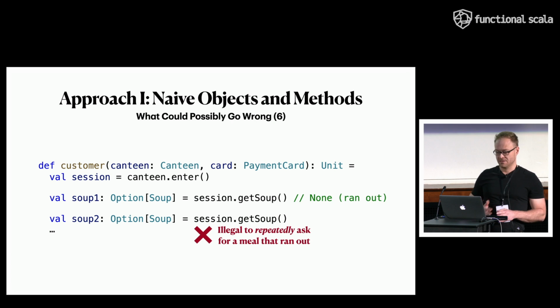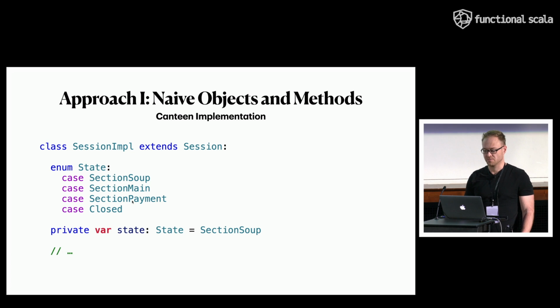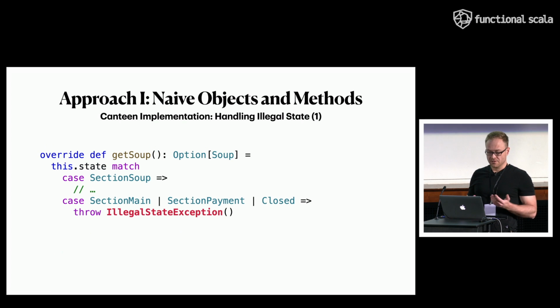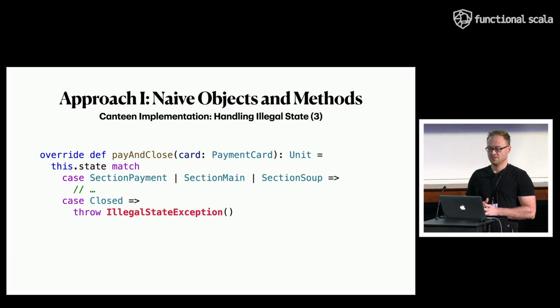Now let's look at the other side of the interface, the provider of the canteen. The session needs to keep track of state, so it does so in a mutable variable, and the state is one of 4 possible options corresponding to the stage of interaction. Then each method has to check whether it is allowed in the current state, and if not, it throws an exception. And this repeats in all of the methods. Here's get main dish, also throwing an exception, pay and close, throwing an exception.